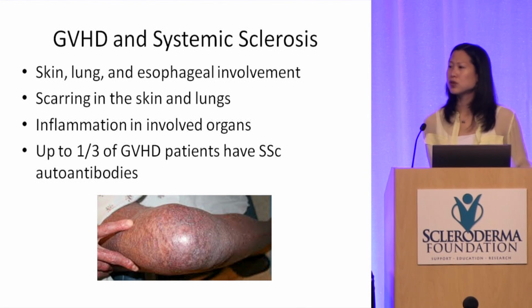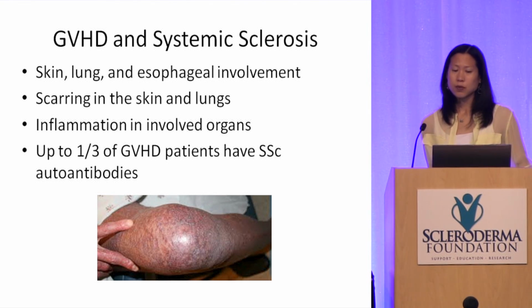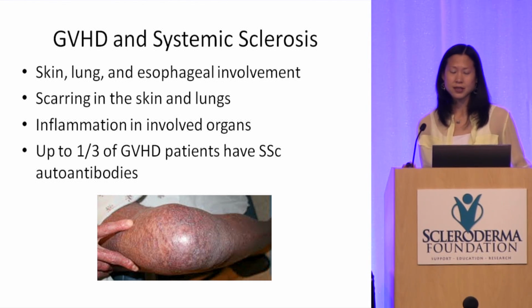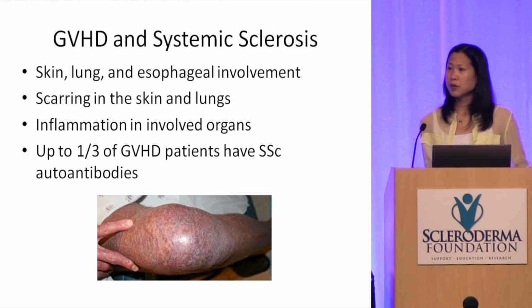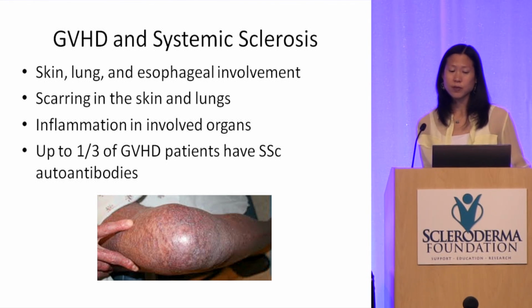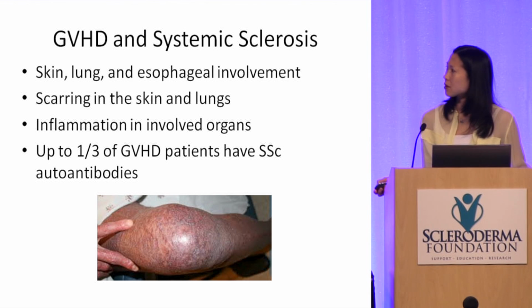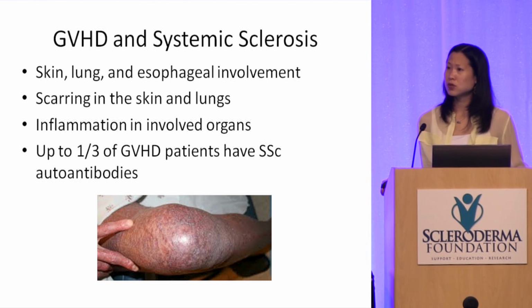First of all, graft-versus-host disease and systemic sclerosis, what do they have in common? These are both diseases that affect the skin, the lung, the esophagus or GI tract, and involve scarring, or fibrosis, in these tissues. There's also inflammation in these involved organs. You can see in this picture that this patient suffers from graft-versus-host disease involving the skin, and it looks very similar to patients with systemic sclerosis, even leading to such skin tightening that the patient has developed a contracture of the knee.